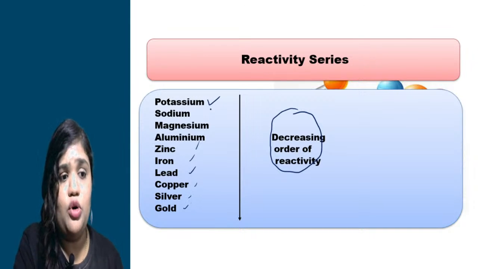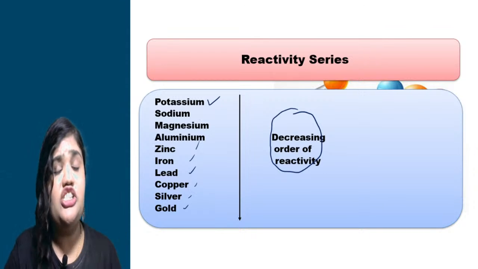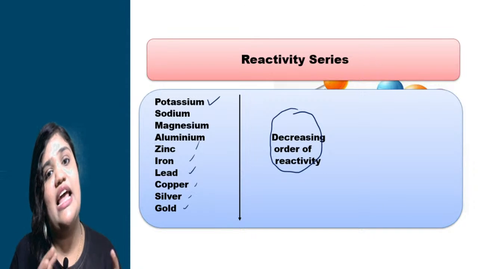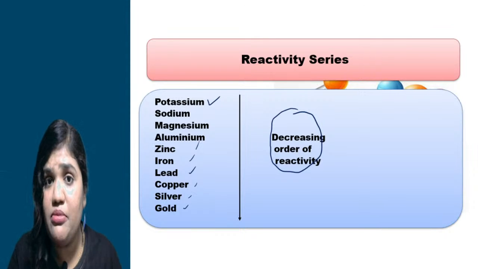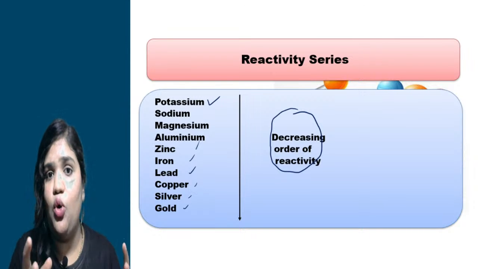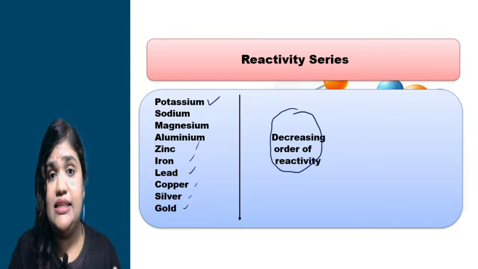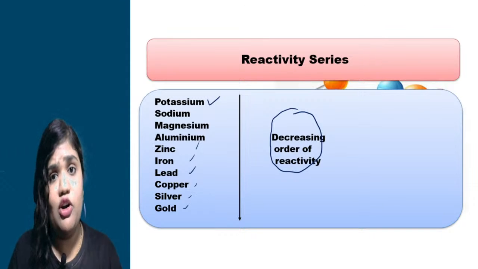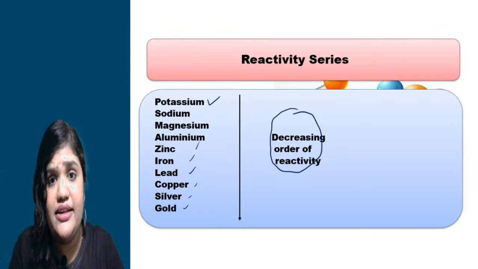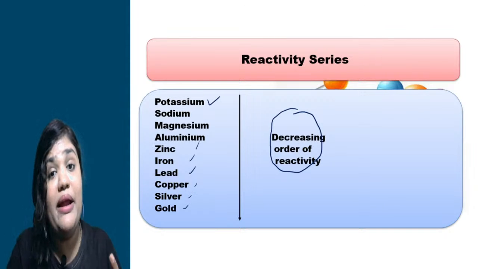What will happen if potassium and sodium are involved in a reaction? Definitely, potassium will displace sodium from its aqueous solution. Why is this so? Because the reactivity of potassium is more than that of sodium. What will happen if sodium and gold are involved in the same reaction? Obviously, sodium replaces gold from its aqueous solution. Why is this so? Because gold, silver and copper are the least reactive metals.